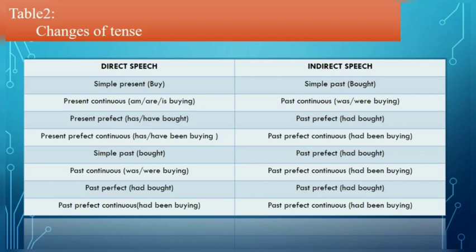So I gave an example with the verb buy. Simple present tense "buy" changed into "bought." "Is buying" changed into "was buying." "Has/have bought" changed into "had bought." "Has/have been buying" changed into "had been buying." "Bought" changed into "had bought." "Was/were buying" changed into "had been buying." "Had bought" stays "had bought." "Had been buying" stays "had been buying."